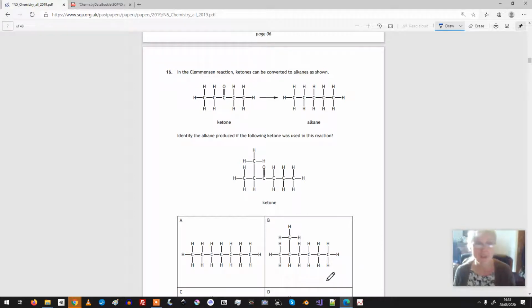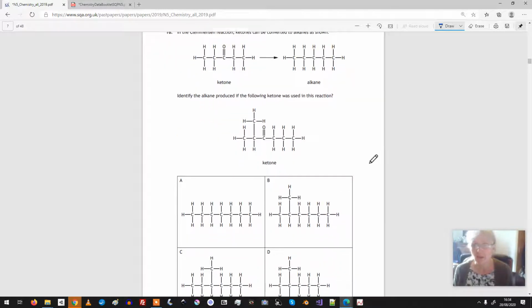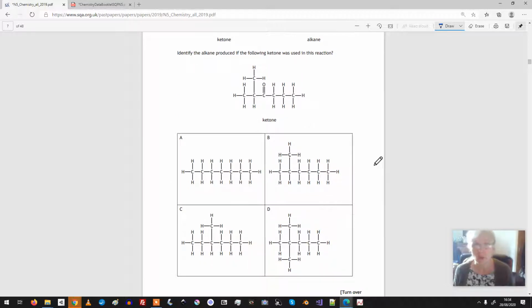Hi there, question 16. In the Clemmensen reaction, ketones are converted into alkanes as shown. Identify the alkane produced if the following ketone was used in the reaction. And this is just pattern matching. Which of these looks the same as this? And the answer is this one.